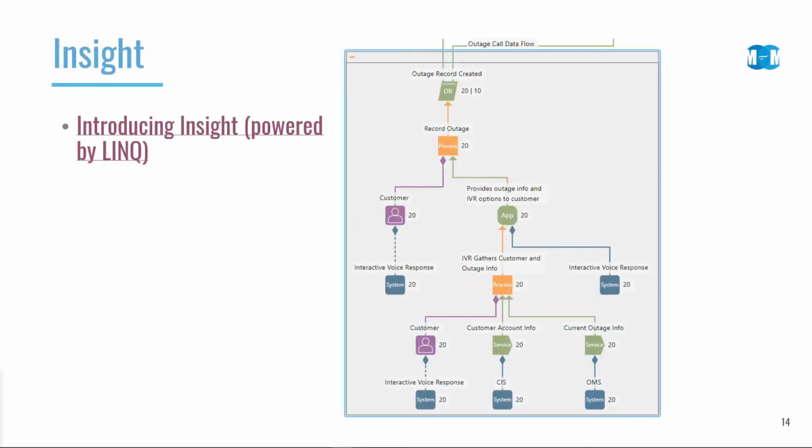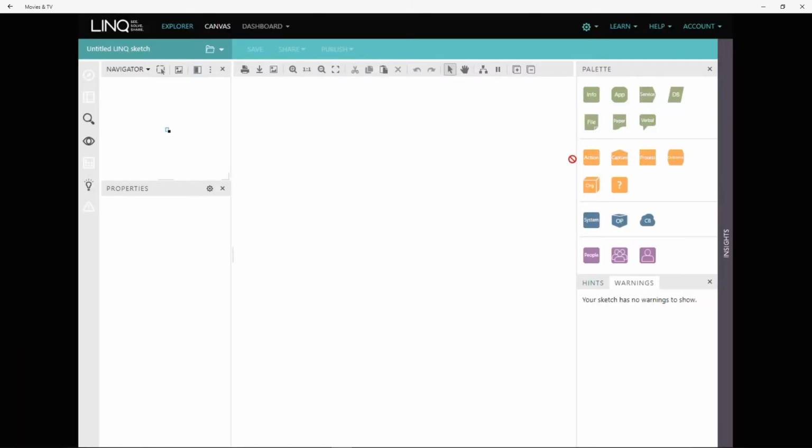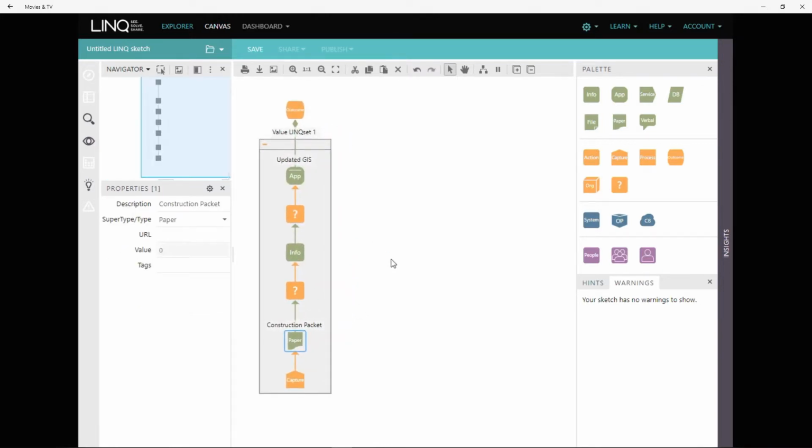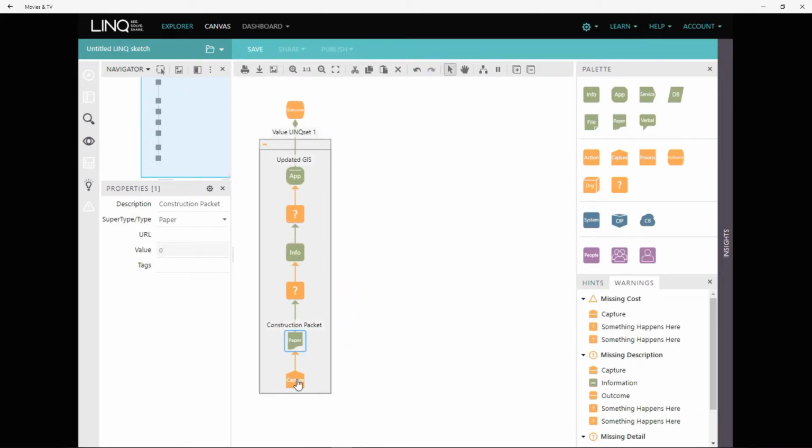Now we're going to take a deeper dive into how Insight can actually produce value for you and your organization. Here we're going to talk about a work packet construction flow within an organization. We start with information input. In this case, we can call it a construction packet. It's a paper packet. And our output could be an application, which is an updated GIS in this particular instance. If we connect those two, it builds a template for us.